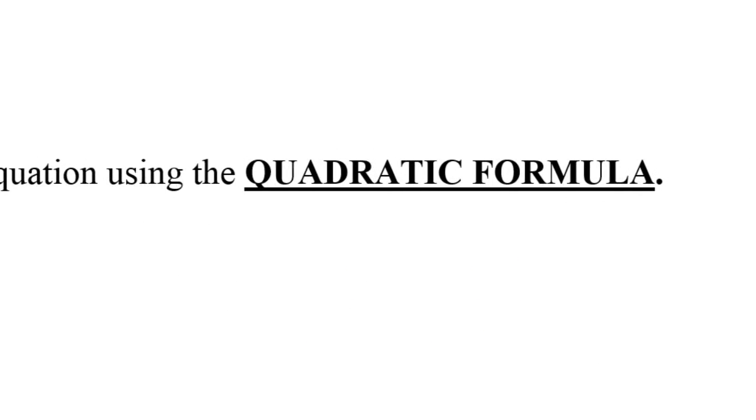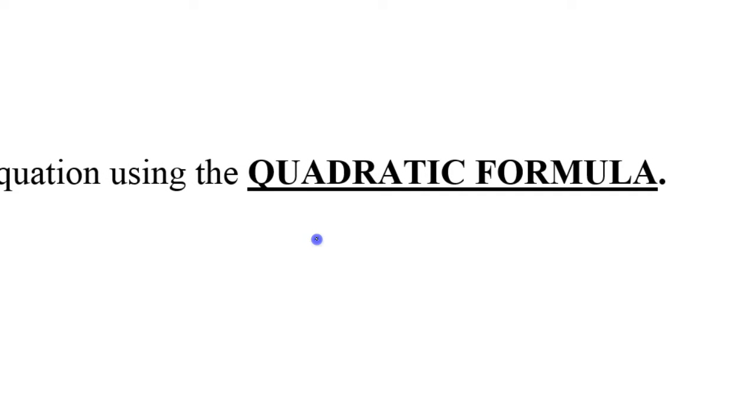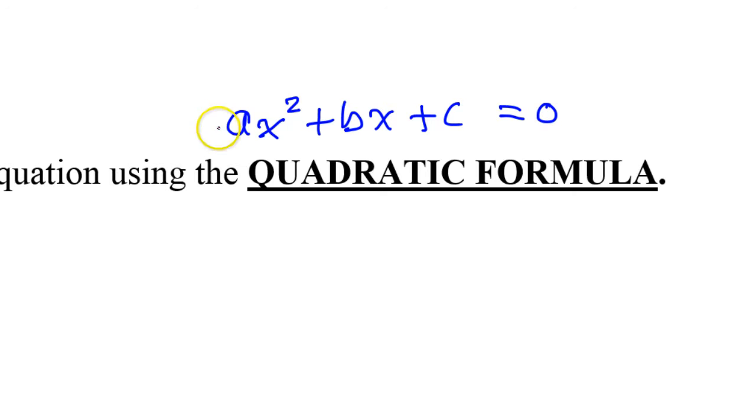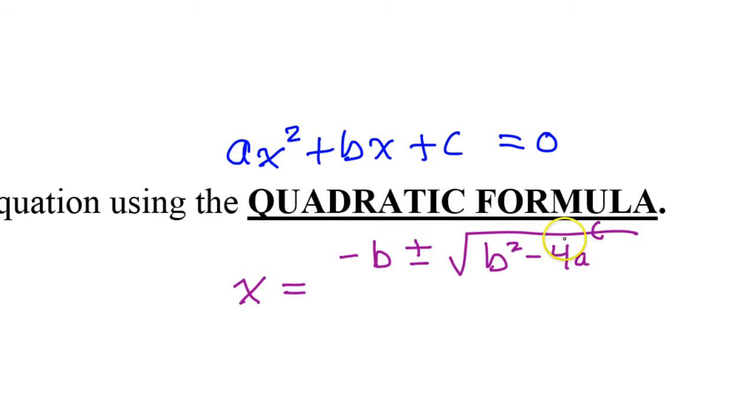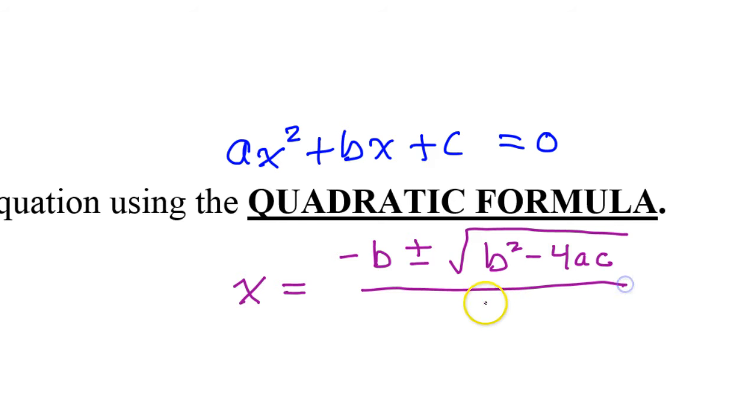You have to have the quadratic formula memorized, and it goes like this. First of all, you have to understand that the quadratic formula relies on having a quadratic equation in standard form: ax squared plus bx plus c equals 0. Given standard form like this, the quadratic formula tells us what the solutions will be. And it's opposite of b plus or minus the square root of b squared minus 4ac, all over 2a.